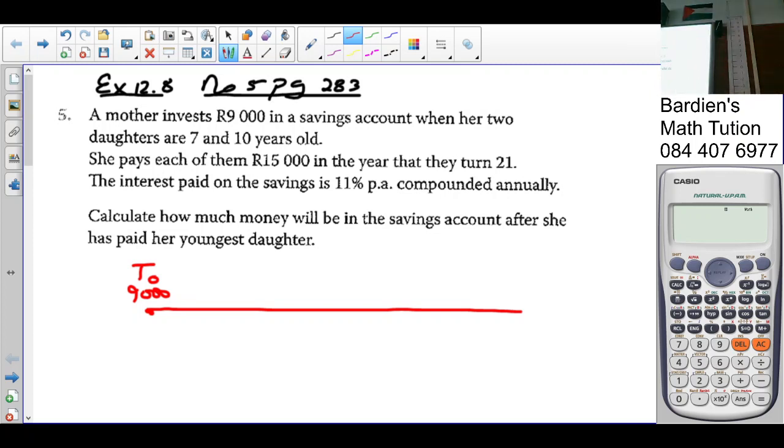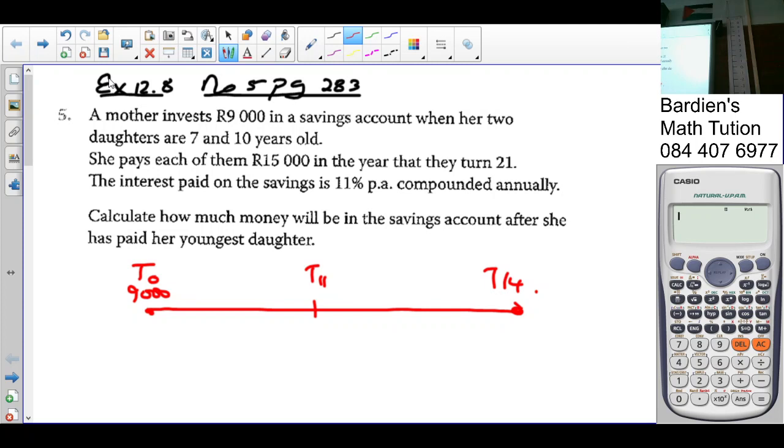If one daughter is 7 years old and the other one is 10 years old, who's going to turn 21 first? The 10-year-old child. How many years later will she turn 21? 11 years later. So that takes you to 11. Can you see that? How many years later would the 7-year-old child be 21? 14 years. So from start to end is 14 years.